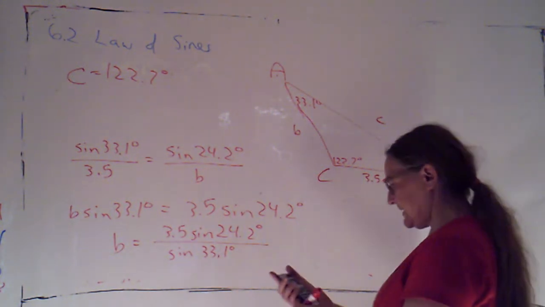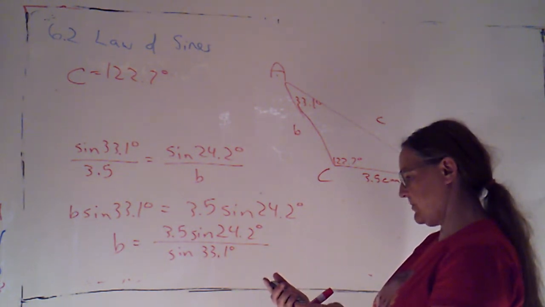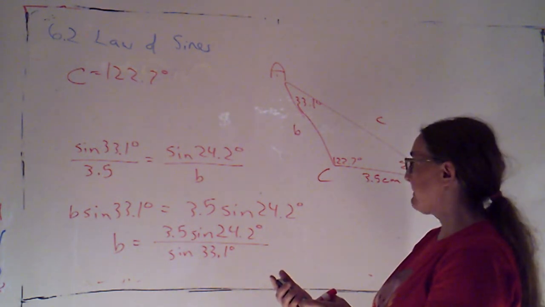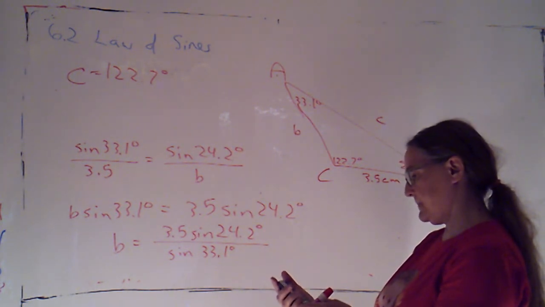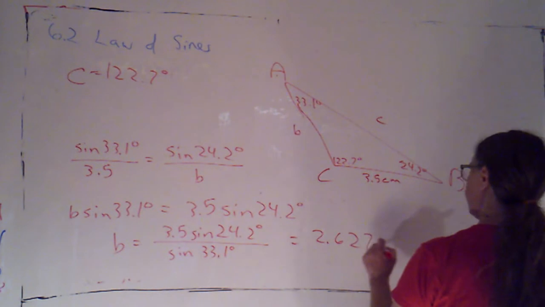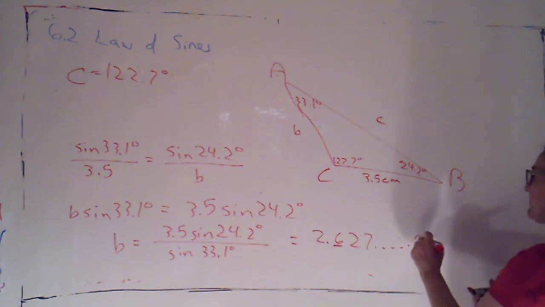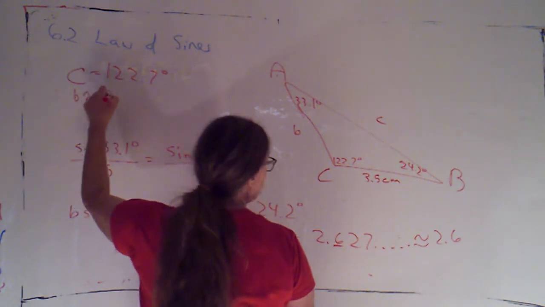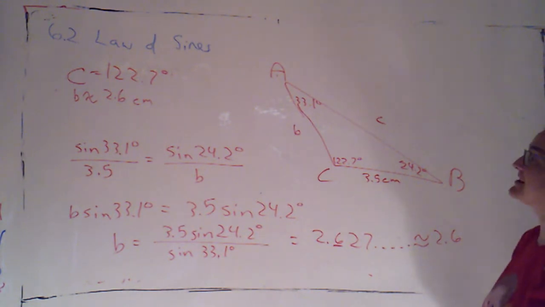Okay, so let's see. 3.5 times sine of 24.2 divided by sine of 33.1. Okay, and I get 2.627 blah, blah, blah. We said we were going to round to the tenths place. So since that's smaller than 5, we would round down. So this would be about 2.6. So I'm going to say that B is approximately 2.6. And that would be centimeters, because those would be the units I'd be using for all of my lengths.